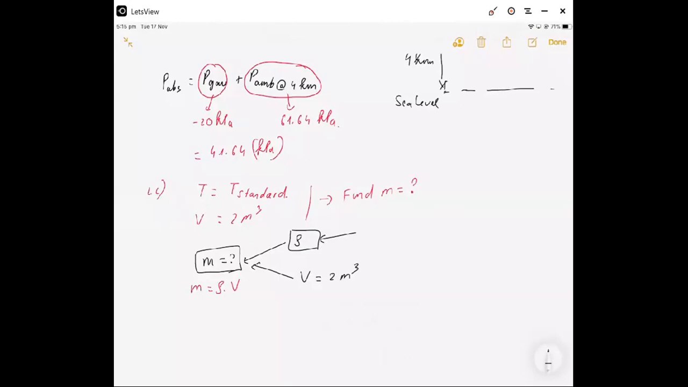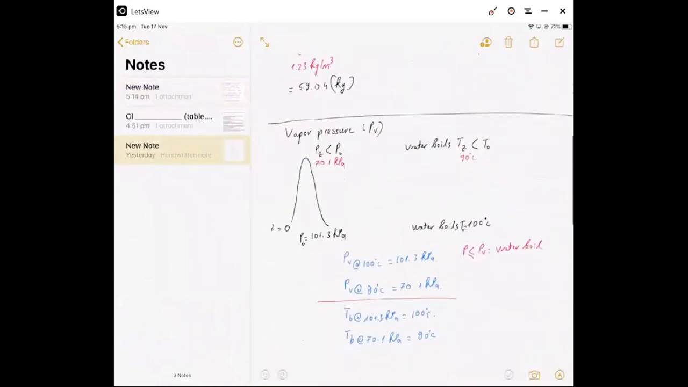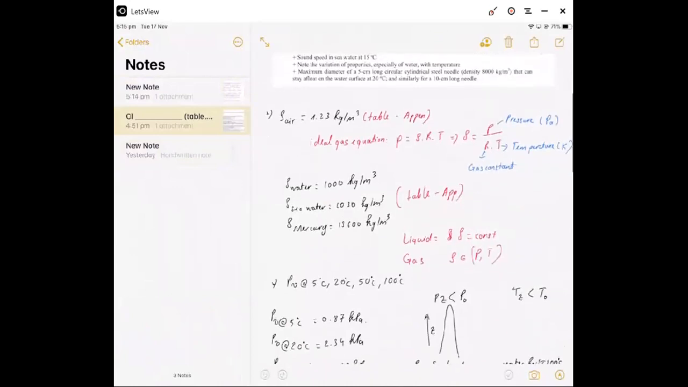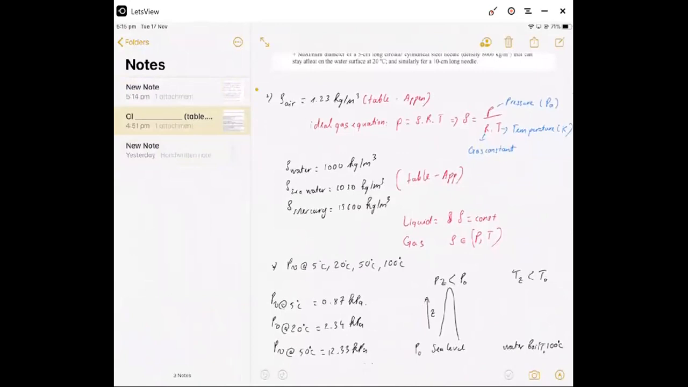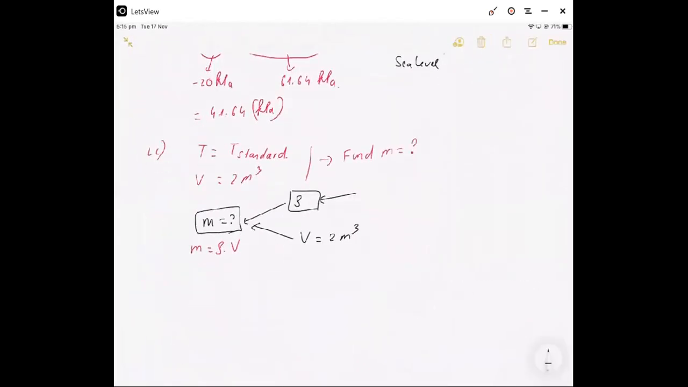How about the air density inside the container? How to find density? Density of liquid is constant, but gas density depends on pressure and temperature through the ideal gas equation. It means you can find density if you know pressure and temperature inside the container. The ideal gas equation is P equals rho RT, so rho equals P divided by RT.